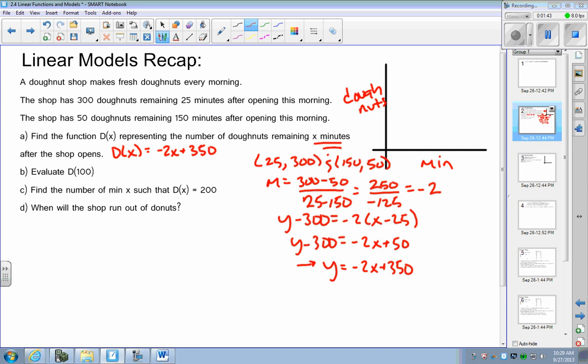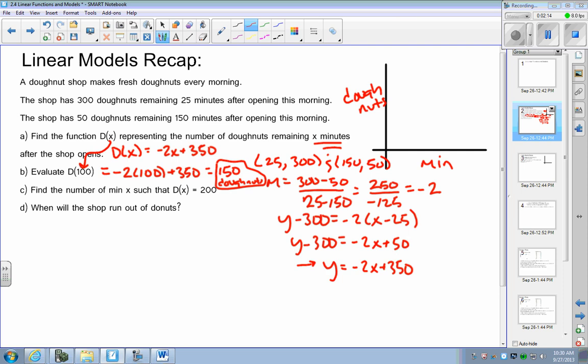Next question, evaluate d of 100. It gives you the x value is 100. So we're simply just going to plug that in. Okay, they gave us 100 minutes, so our answer here is going to be in terms of donuts.